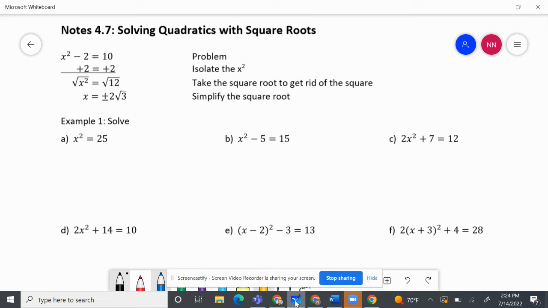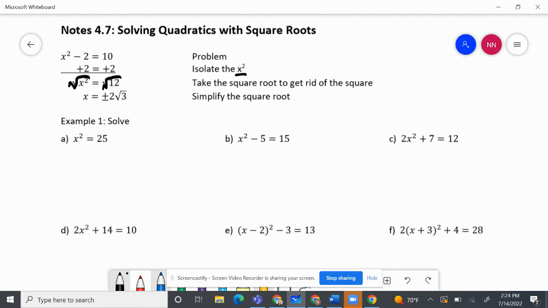We're now going to be solving using square roots. So the whole reason why we've been simplifying square root problems is so we can actually solve quadratic problems. If we're looking at our example, our first goal is to isolate the x squared. So in order to do that, we're adding the 2 to get 12. Then in order to get rid of a square, we do the opposite operation, which is a square root. So that's why there's a square root right here.